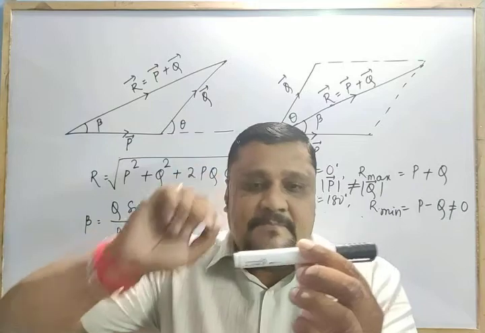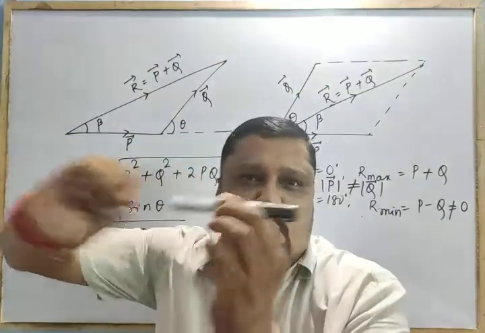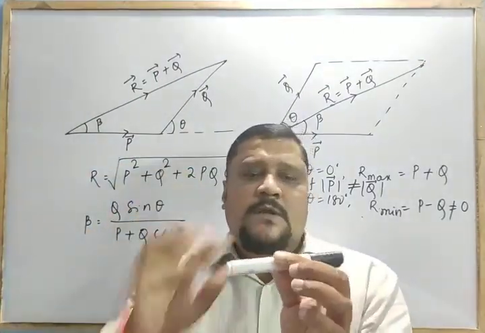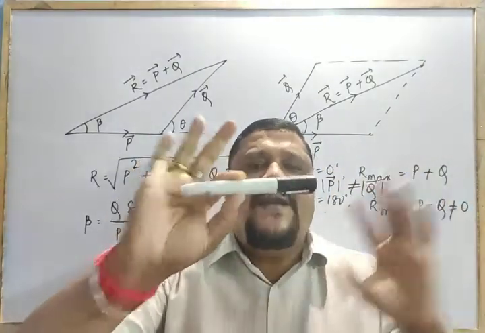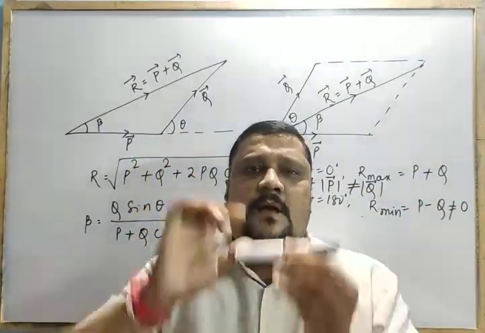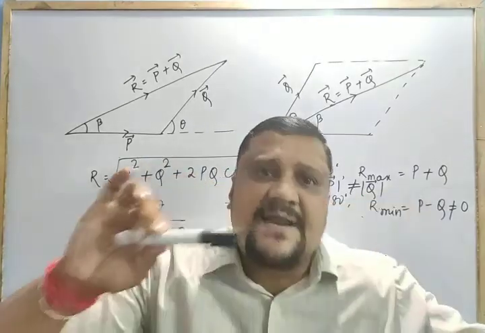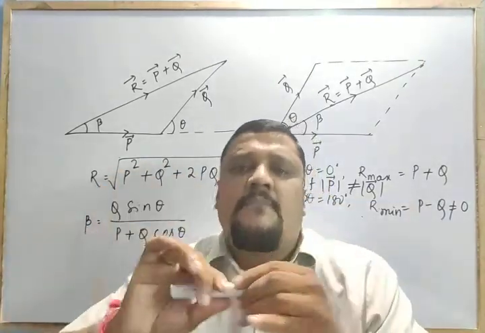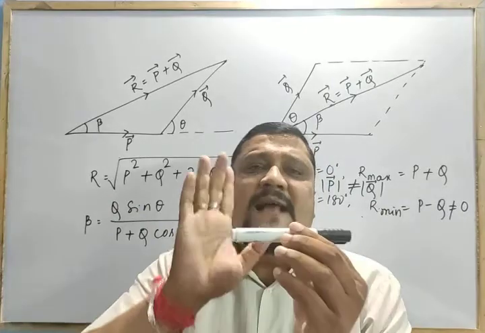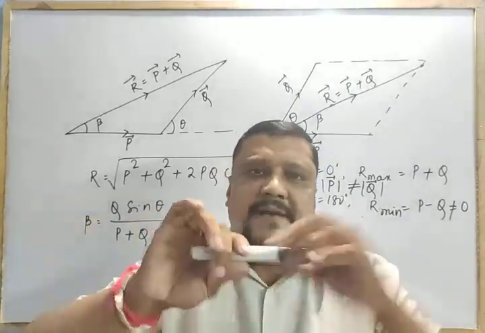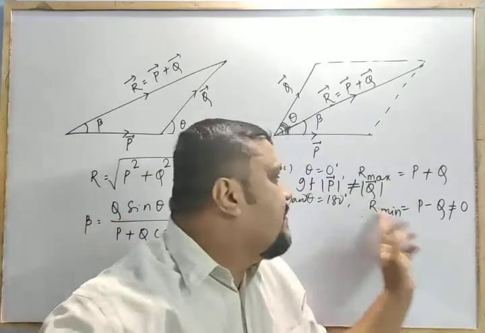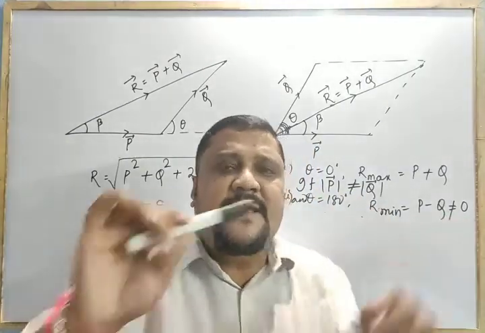Now here you see, you are applying 5 Newton force in this direction. Your friend is applying 3 Newton in this direction. What is the resultant? 5 minus 3, larger minus smaller. What will be the resultant? 2 Newton, 5 minus 3. R minimum is equal to 5 minus 3, 2 Newton.